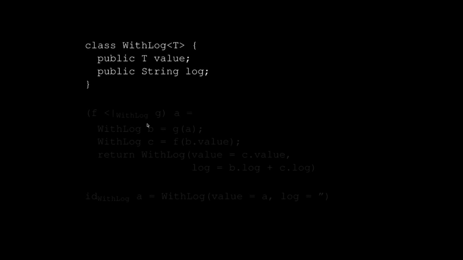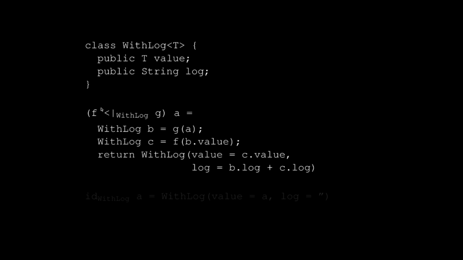Probably the simplest one that comes to mind is a logging facility. Suppose that we have the following generic class. As you can see, it has two fields, a field of generic type T called value and another field of type string called log. The extended composition operator for functions returning elements of that class could look like this.